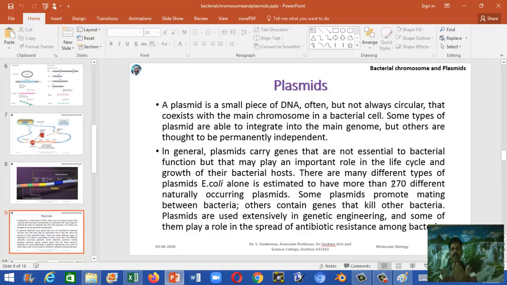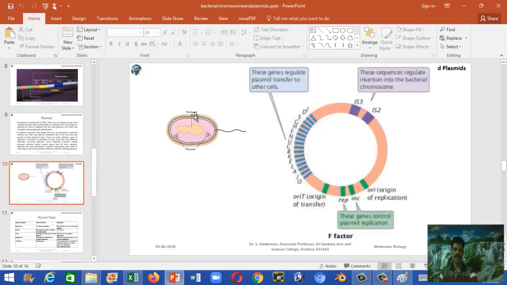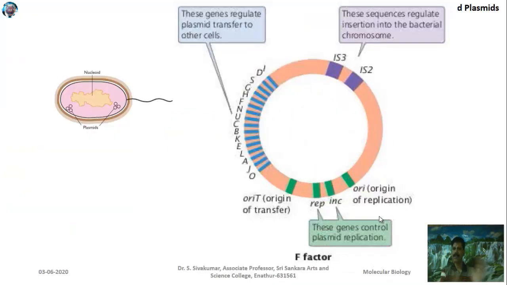There are more than 270 plasmids identified in E. coli alone. So think about the number of plasmids present in other bacteria. This diagram clearly indicates it: this color indicates the genome of a bacteria, but the small circles indicate plasmids. So they are present apart from the genome. That is what plasmid means.